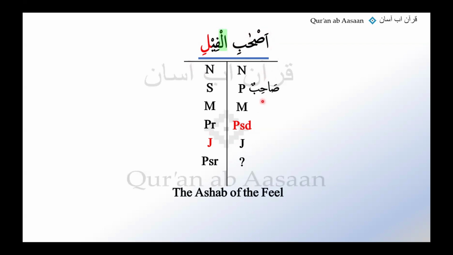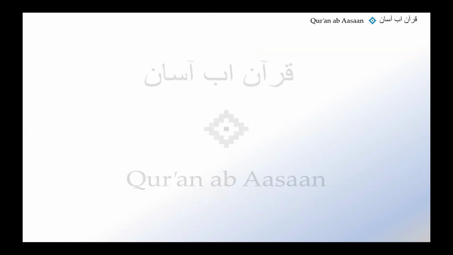Ashab, any guesses what would be the translation? It's easy, simple. The people. I can see someone wrote companion. Yeah, it's the people. Companion could potentially be correct in some contexts, but here it's the people. Al-Fili is actually the elephant. We know Suratul Fil in the last juz of Quran. This means the elephant. So the people of the elephant. That's the translation. Alhamdulillah. All right.